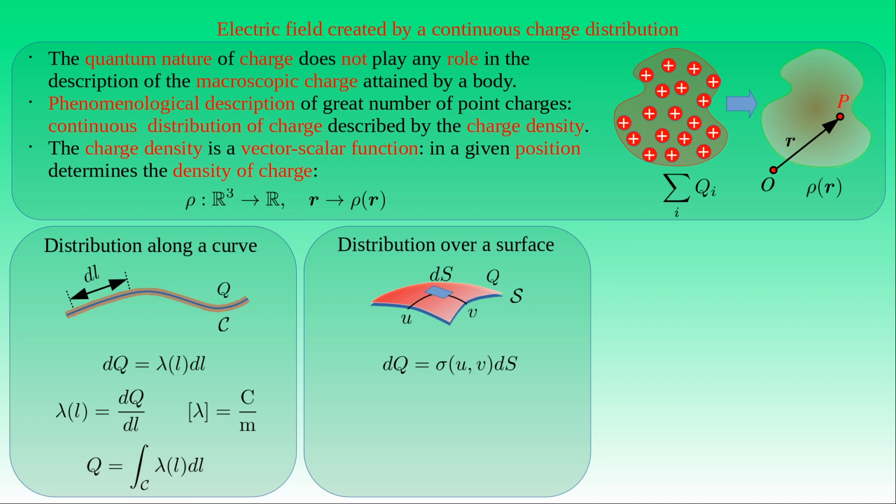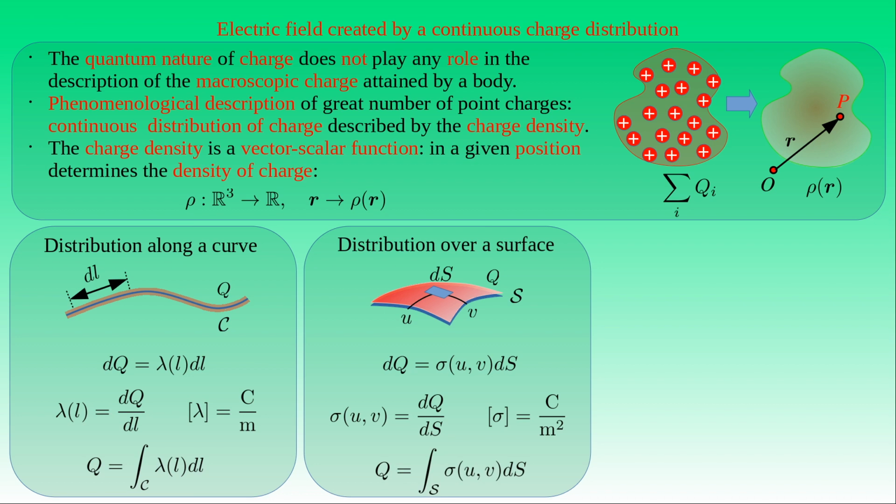As a result, we define the surface charge density sigma by the derivative of the charge q with respect to the surface area S, and the SI unit of the charge density is equal to coulomb per square meter. In order to obtain the total charge q attained by a surface, an interface or a plate, we need to integrate the charge density sigma over the surface S.